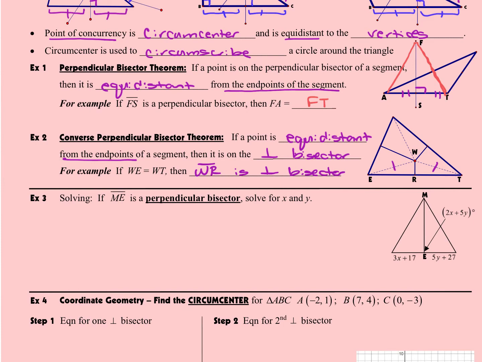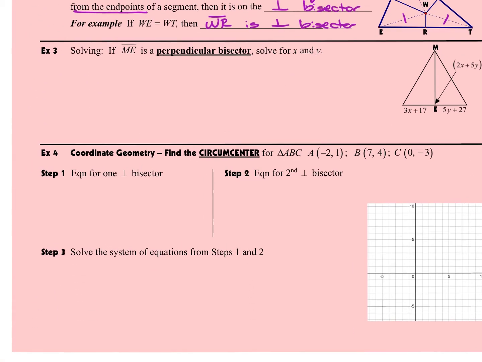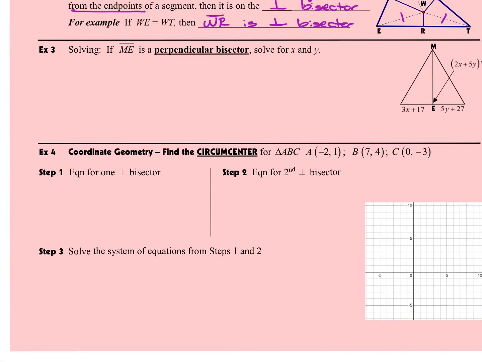Now let's look at how we can do some solving with this. If this ME is supposed to be a perpendicular bisector, then I know that I have a right angle, and I know that these two segments are congruent. So there's two things that I'm going to know are true on this problem. I know that 2x plus 5y is going to equal 90 because it made that nice right angle. And then I also know that 3x plus 17 is going to equal 5y plus 27.